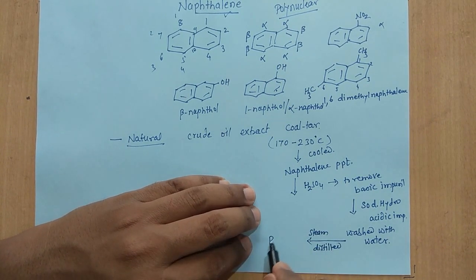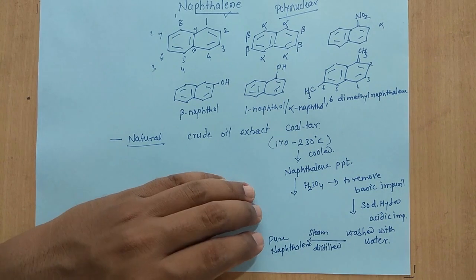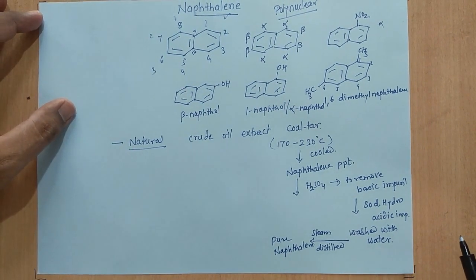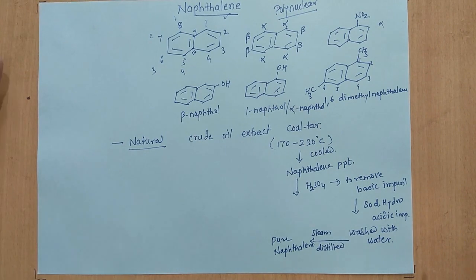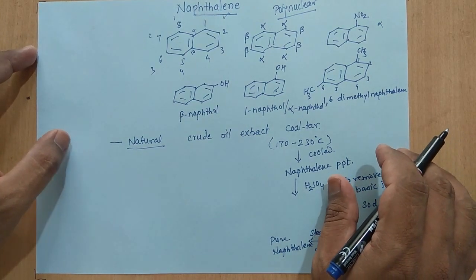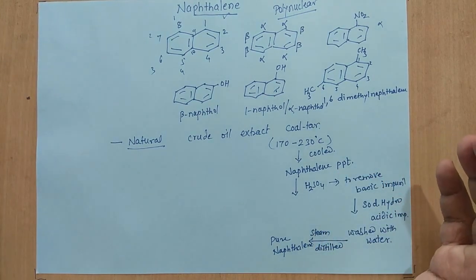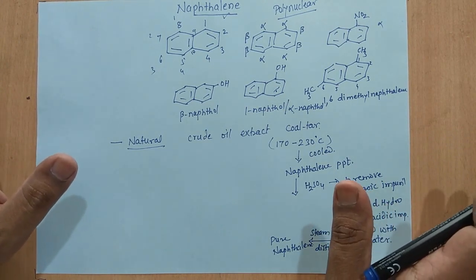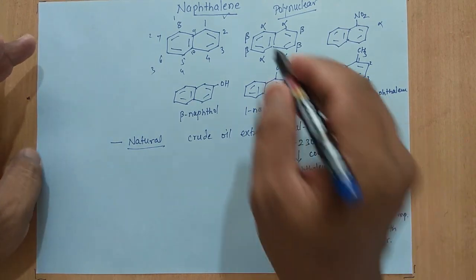Then you will get the pure form of naphthalene. This naphthalene is nothing but, you can say, mothballs. Mothball, आपण डांबर गोळ्या. We generally use these, it is a daily product. Okay, not for consumption but for other purposes. Okay, that is naphthalene.